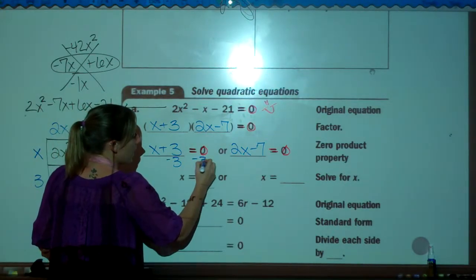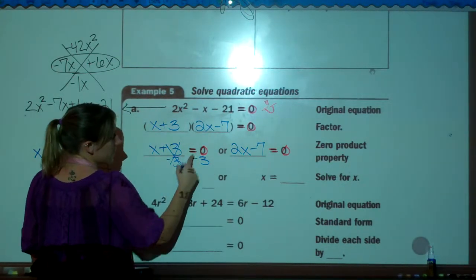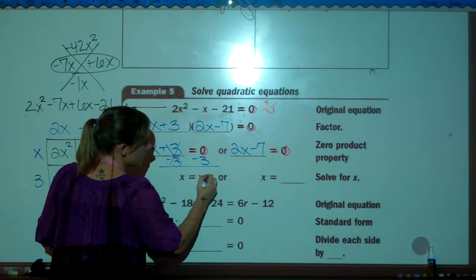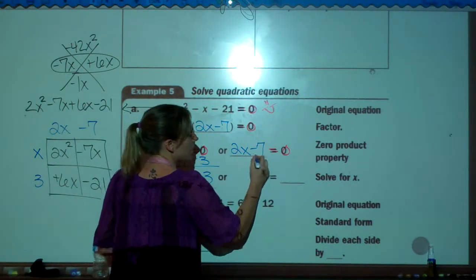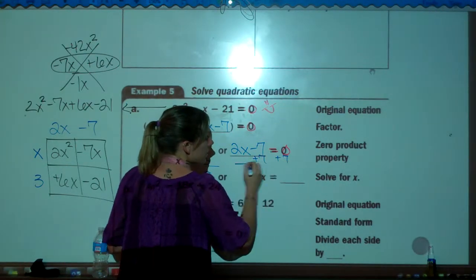Subtract 3 from both sides. You get x equals 0 minus 3 is negative 3. Or, this is 2 steps. You're going to add 7 to both sides.